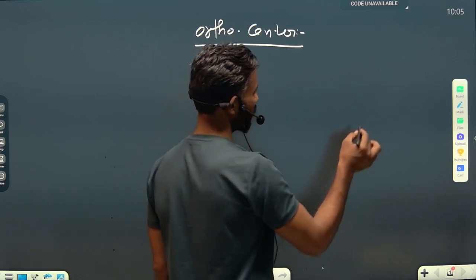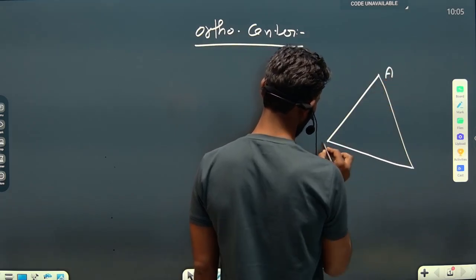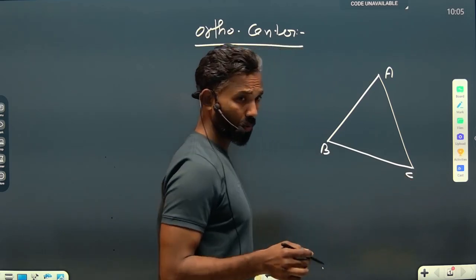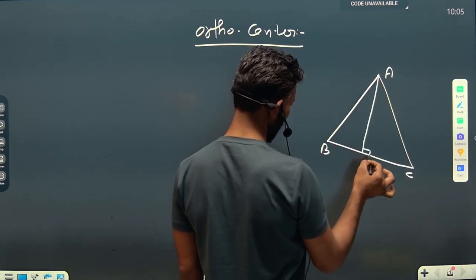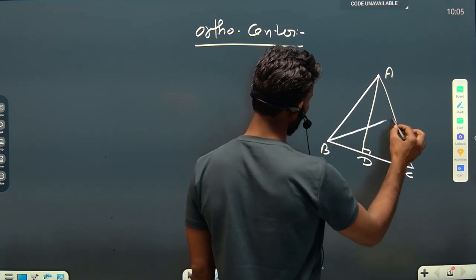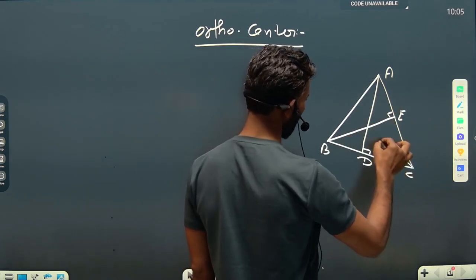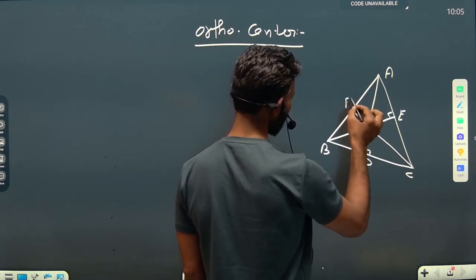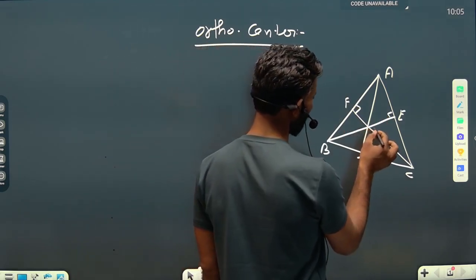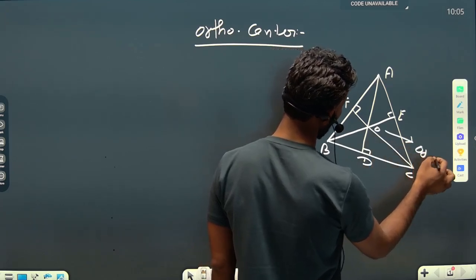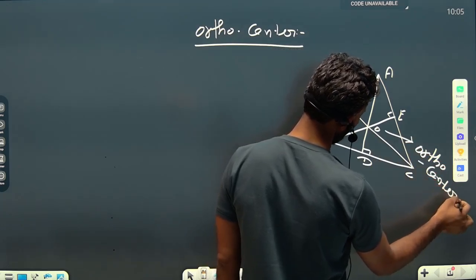Okay, so suppose there is a triangle and the name of the triangle is ABC. If you drop all three altitudes, an altitude is dropped from vertex A on side BC. Let's name it AD. Another is BE, dropped from vertex B on side AC. And the third one is CF. So all three altitudes intersect each other at this particular point. So this particular point will be known as the orthocenter.